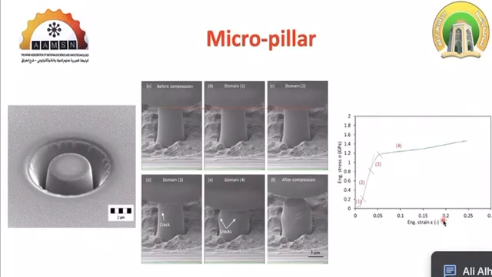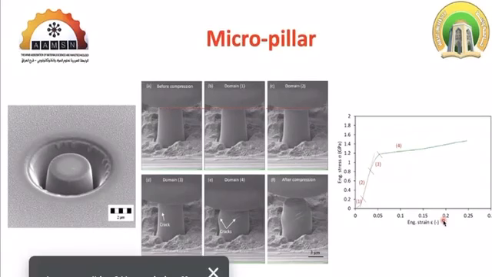More advanced, some nanoindentation instruments are designed to be very compact in such a way that we can insert them inside a scanning electron microscope. And when we insert it inside an electron microscope, we can do the whole test inside the electron microscope.